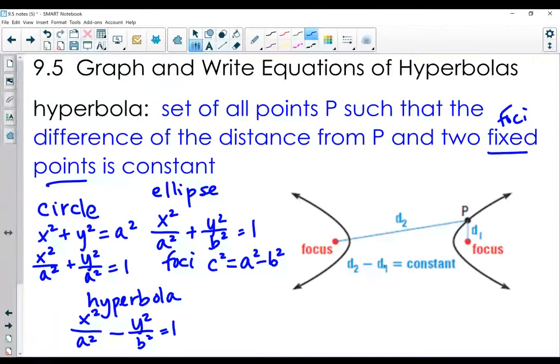So there's a lot of similarities between these three, and I just wanted to look at those all together. Our equation now for our foci will be c squared equals a squared plus b squared. So with the hyperbola, we have a minus in the equation, but a plus when we're finding our foci. With the ellipse, we have a plus in the equation and a minus when we're finding the foci. So we're going to dig a little bit deeper into the anatomy and equations that we use for hyperbolas.